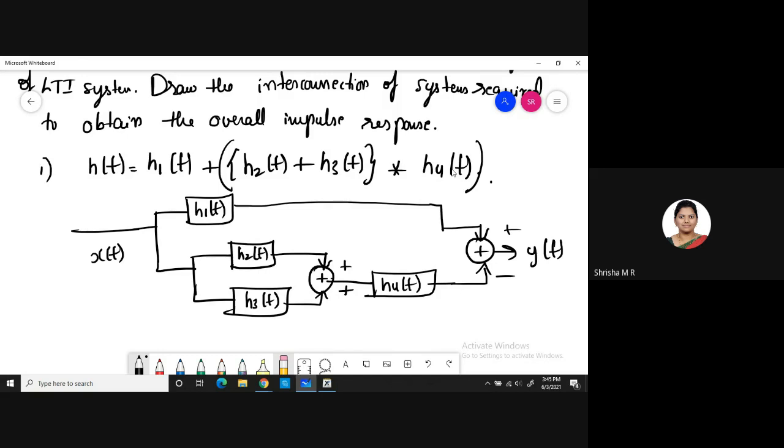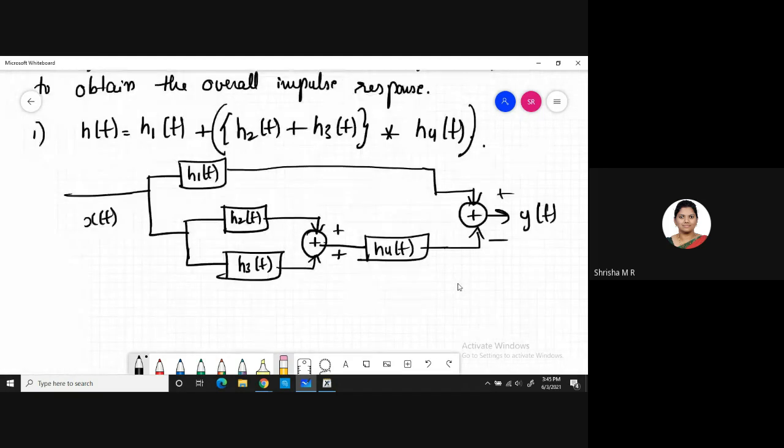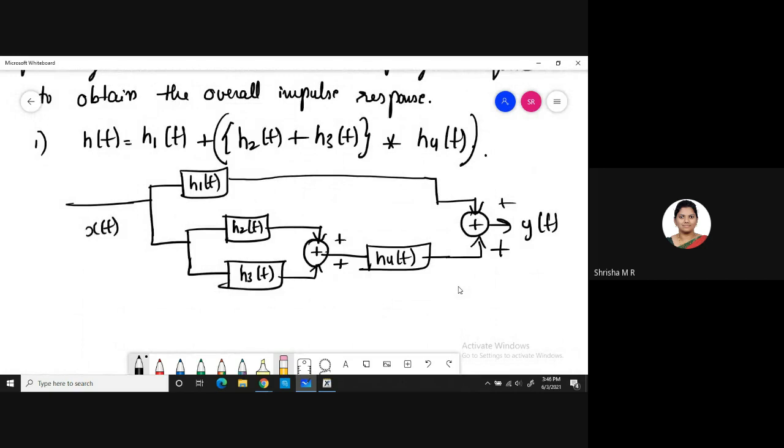Got it? Yes, ma'am. Okay, so this is interconnection of systems. You have to know series and parallel. That's it. For series, you will have the convolution symbol. For parallel, you will have plus or minus. You understand that much? So wait. This is plus and plus.